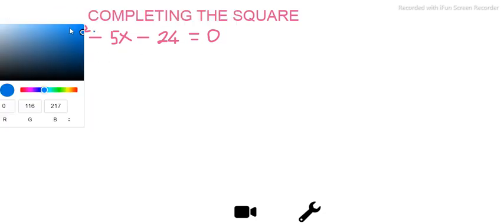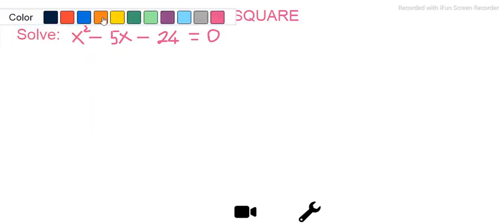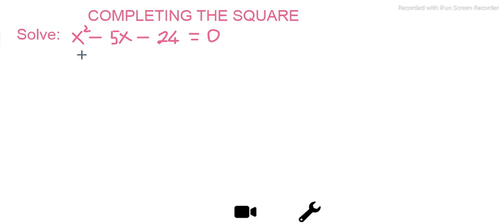In completing the square, what we want to do is try to make this quadratic equation a perfect square. And how do we do that? The first thing you do is move the 24 to this side. Actually, the first thing is you divide by the coefficient of x squared, but since the coefficient of x squared here is 1, there is no need to do that. So we shift 24 to this side.